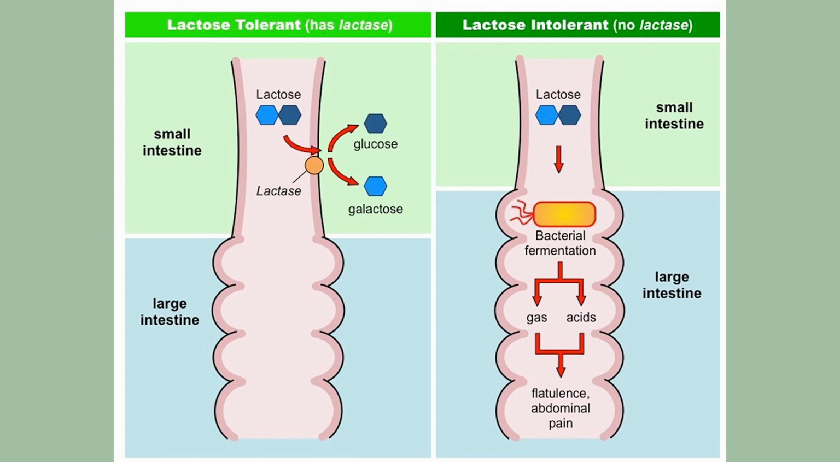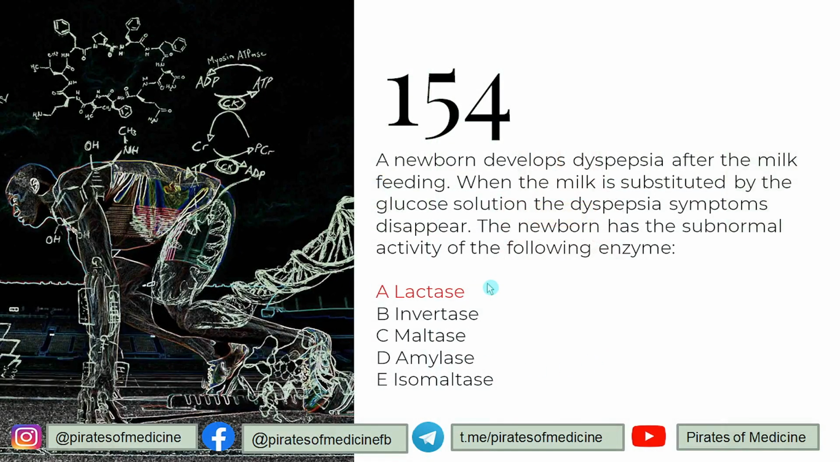So what happens? Lactose is not converted into glucose and galactose. Because it is not converted, it cannot be absorbed. It goes to the large intestine, and the bacteria present in the large intestine use this lactose to form various acids and gas, which causes flatulence and abdominal pain, which is characteristic for lactose intolerant people. So that is why people who are lactose intolerant have a subnormal activity of lactase.